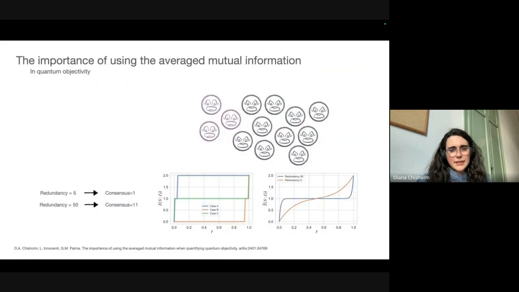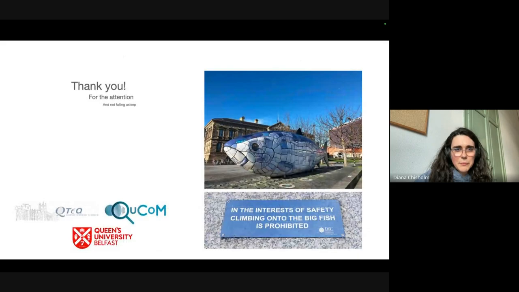So two things. On the one hand, you don't need fragile encoding of information; non-homogeneity is enough. And on the other hand, whenever information is encoded in a non-homogeneous way, the results obtained by mutual information which is not averaged are usually highly misleading and/or difficult to interpret, and the only way to get results which are self-consistent is to use the averaged one. And this is pretty much the end of it. I leave you with the big fish we have in Belfast, and thank you for the attention.